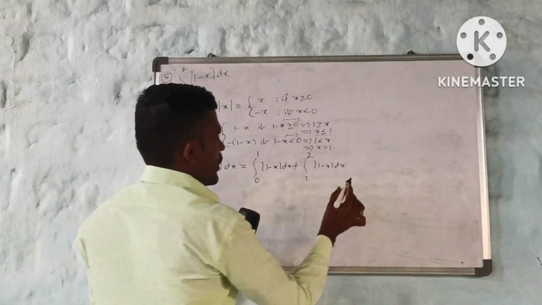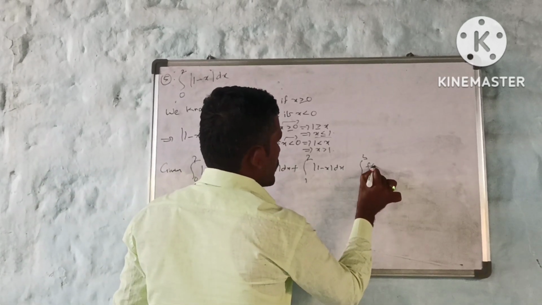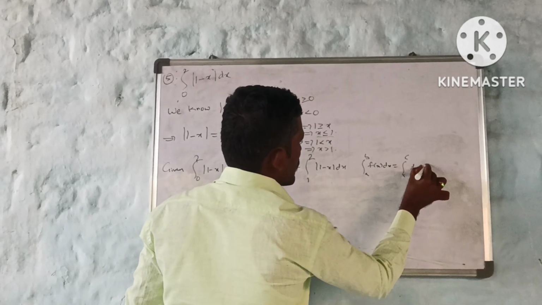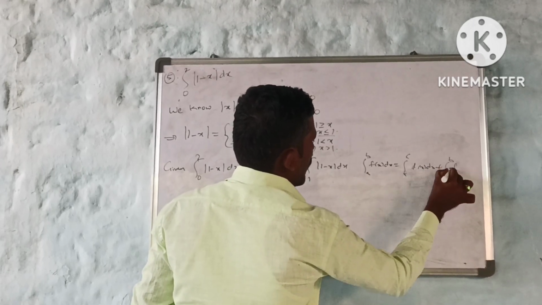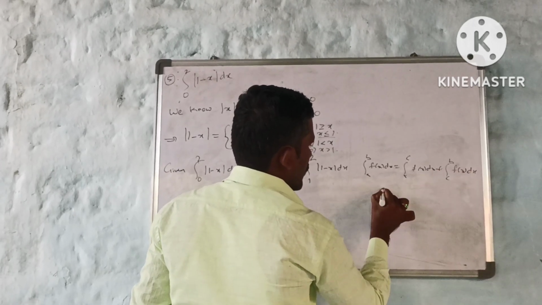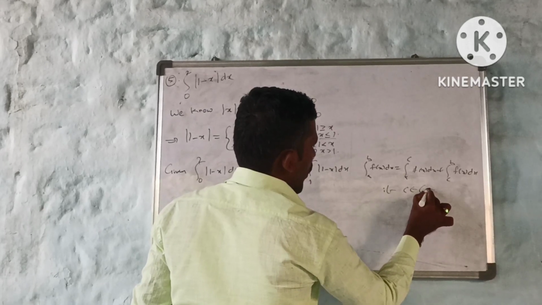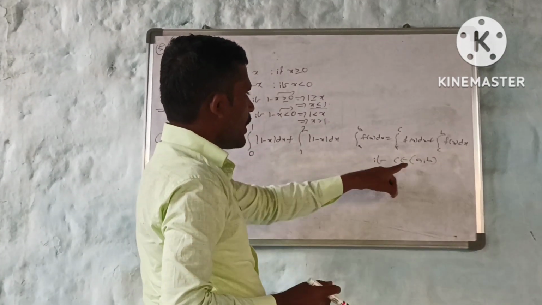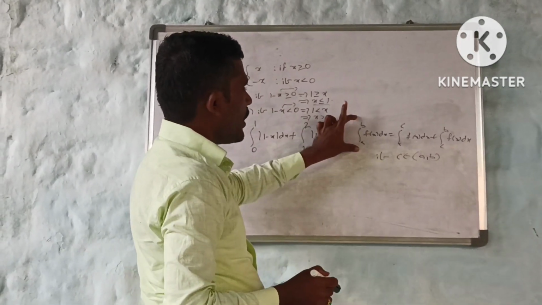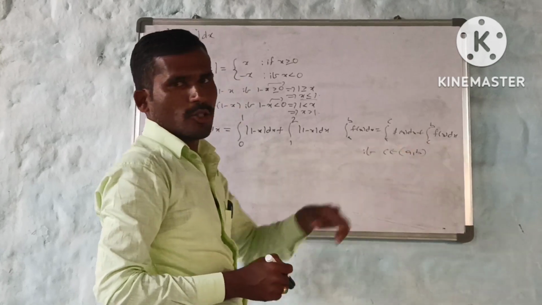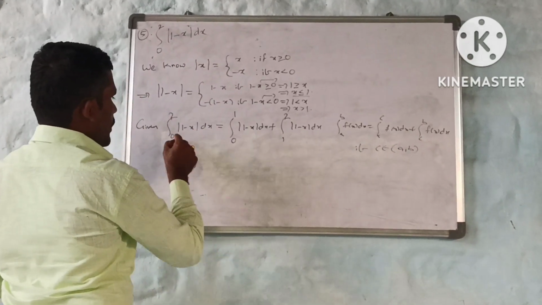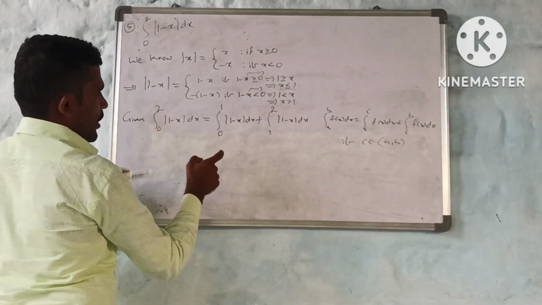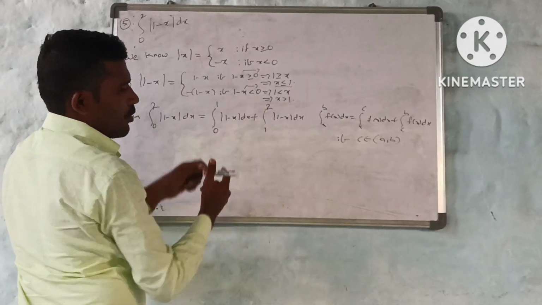We know that integral from a to b of f(x) dx equals integral from a to c of f(x) dx plus integral from c to b of f(x) dx, if c belongs to the open interval (a, b). So 1 definitely belongs to the open interval (0, 2). Therefore I am splitting 0 to 2 as 0 to 1 and 1 to 2.